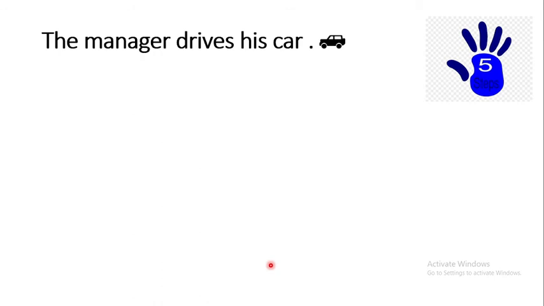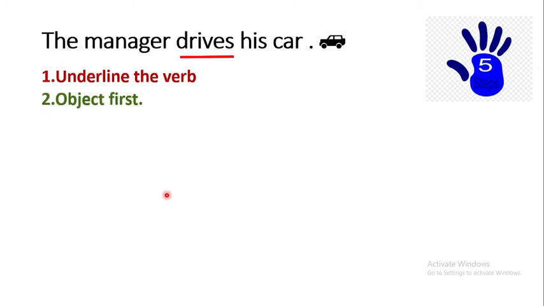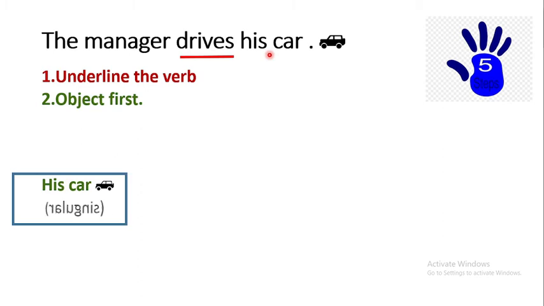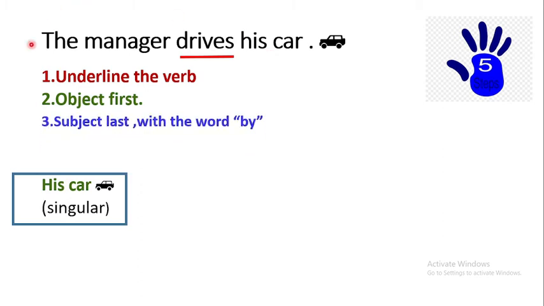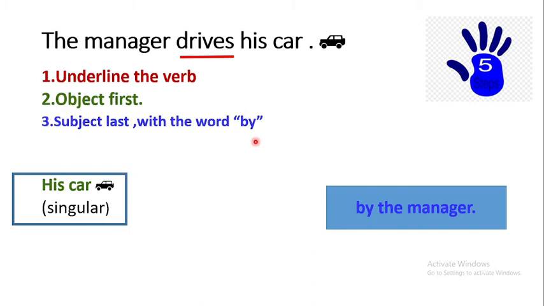Let's check another example. This will make you more clear. See, the manager drives his car. Success steps 5. See, underline the verb. Write done. Object first. Object is his car. Write. Subject last. This is the subject, the manager. It should be accompanied by the word by. There see, by the manager.